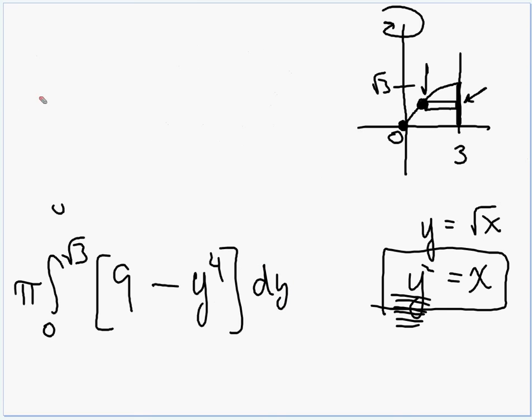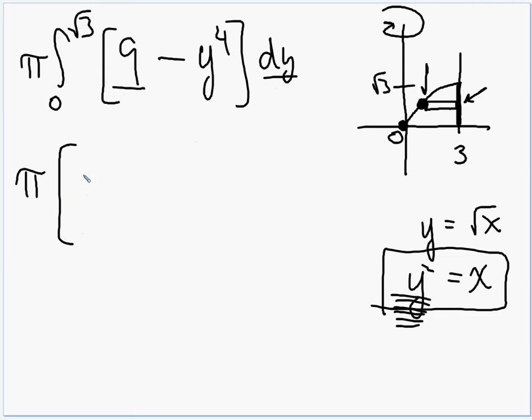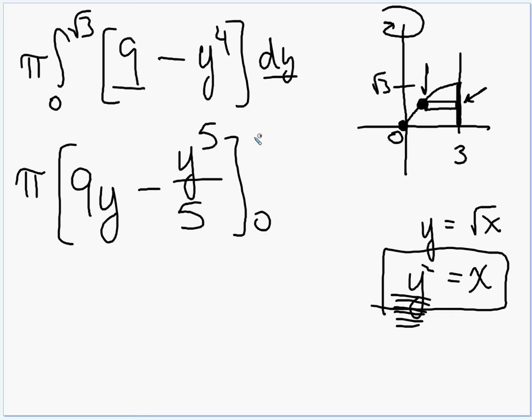Okay, so this method isn't too bad. The anti-deriving and evaluating won't be overly difficult. So we're all ready to go. Antiderivative of 9 with respect to y is 9y, minus, here we're going to raise the power by 1, divide by the new power, from 0 to root 3. All right, time to evaluate. So the root 3 is going to jump in.